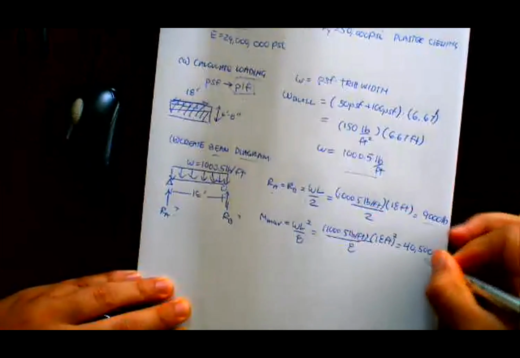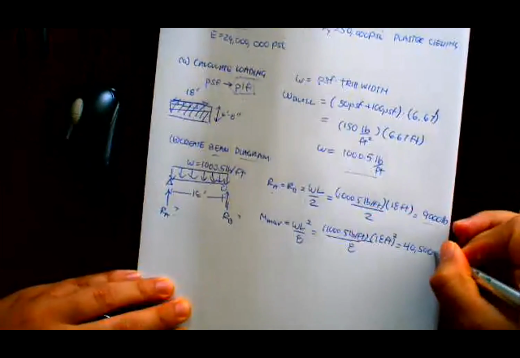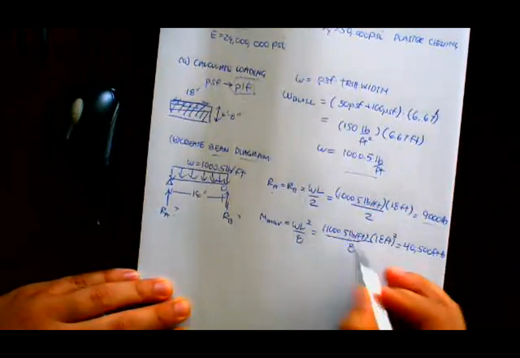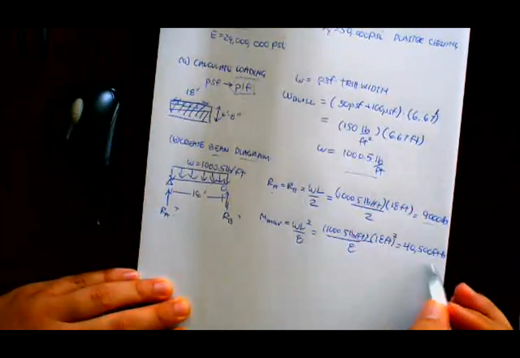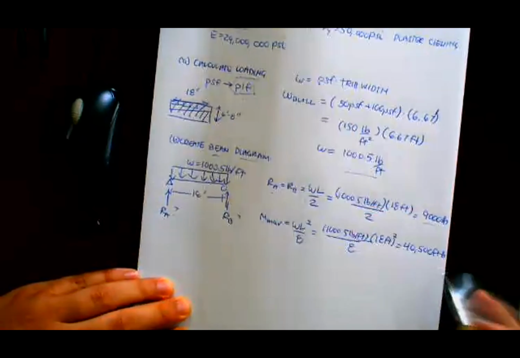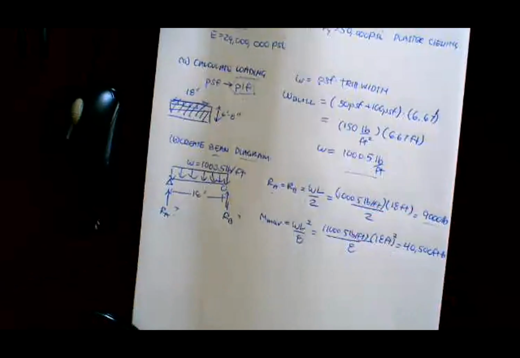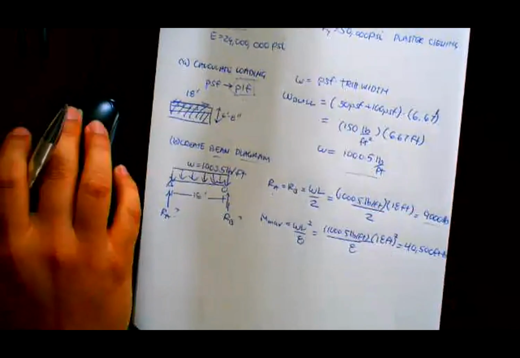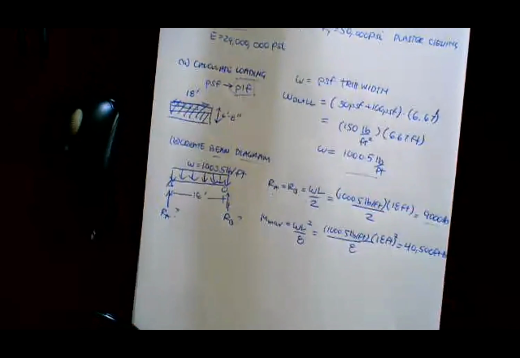Foot-pounds. Yeah, pounds times feet wins out in the numerator. Foot-pounds, and that makes sense. It's moment. All right. So far, any questions? Let's keep going.